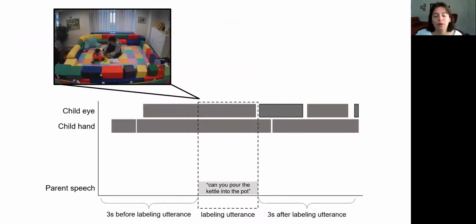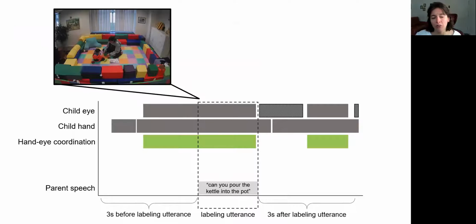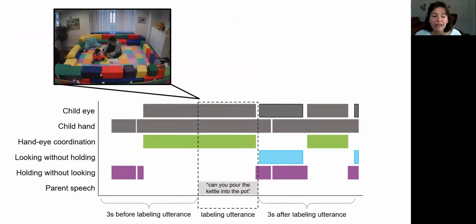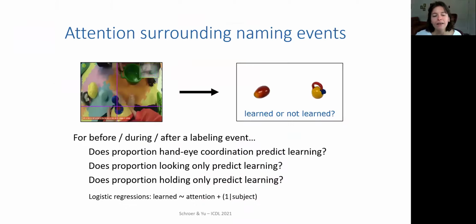To do this, we identified all of those labeling utterances where parents talked about a learned or not learned object. And we grabbed the infant's visual attention, so what they were looking at, and then what they were holding during the labeling, as well as in the 3 seconds before and the 3 seconds after. And then we defined when infants were in hand-eye coordination, or looking and holding the object at the same time, as well as moments when they were looking but not holding the object and holding without looking at the object. And then we asked for before, during, and after the labeling event, does the proportion of each type of attention predict learning?